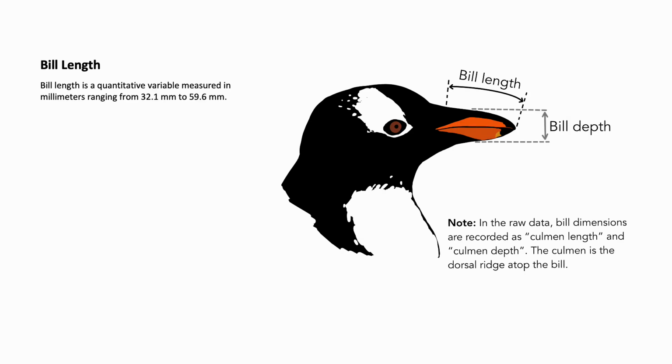To start off, let's say that bill length is a quantitative variable. It's measured with 1 decimal place in millimeters, ranging from 32.1 to 59.6. And you can see that the bill length is basically the horizontal size of the bill.